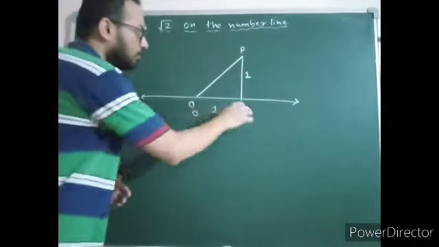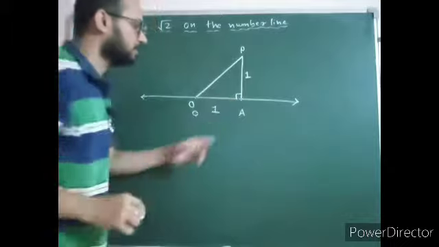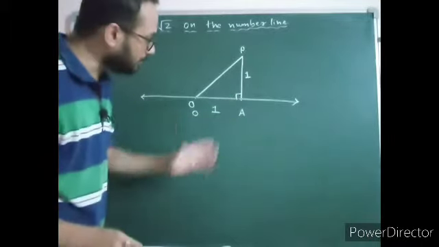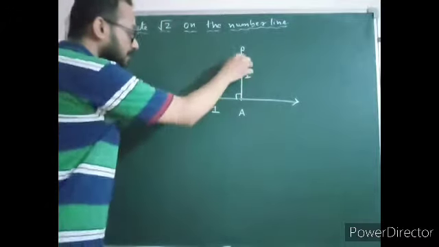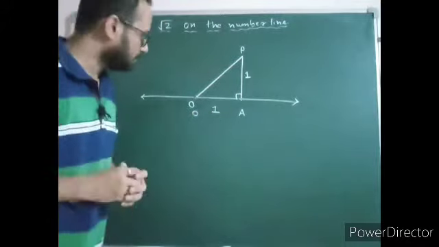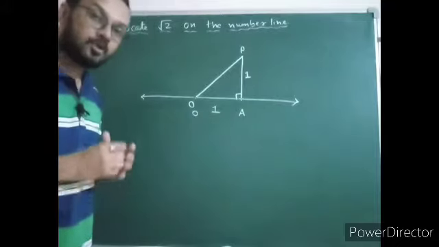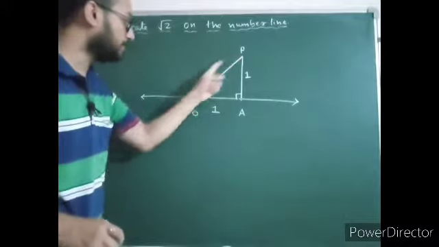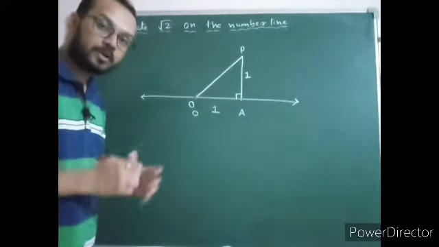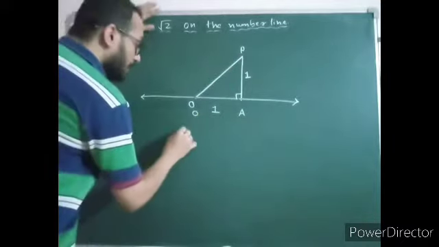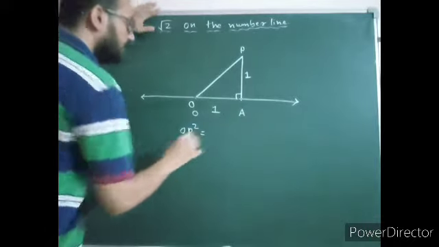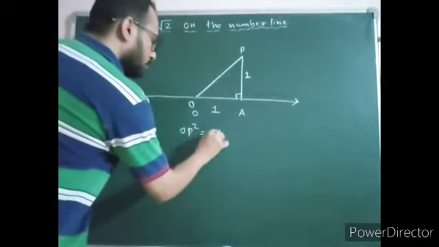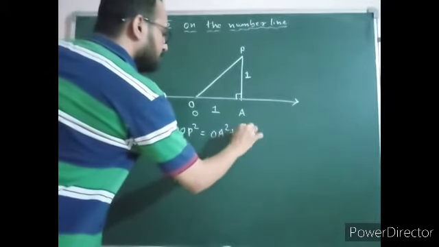You can see here OA and AP are perpendicular, therefore angle A is a right angle, meaning a 90-degree angle. So in this right angle triangle, we can see that OP is the hypotenuse. Now we can apply Pythagoras theorem on this triangle OAP, where angle A is 90 degrees and OP is the hypotenuse. According to Pythagoras theorem, the square of the hypotenuse, that is OP square, is equal to the sum of the squares of the other two sides, that is OA square plus AP square.